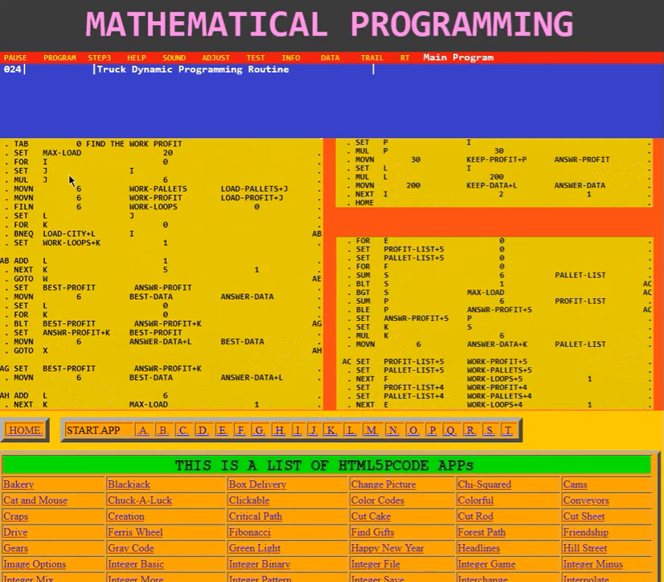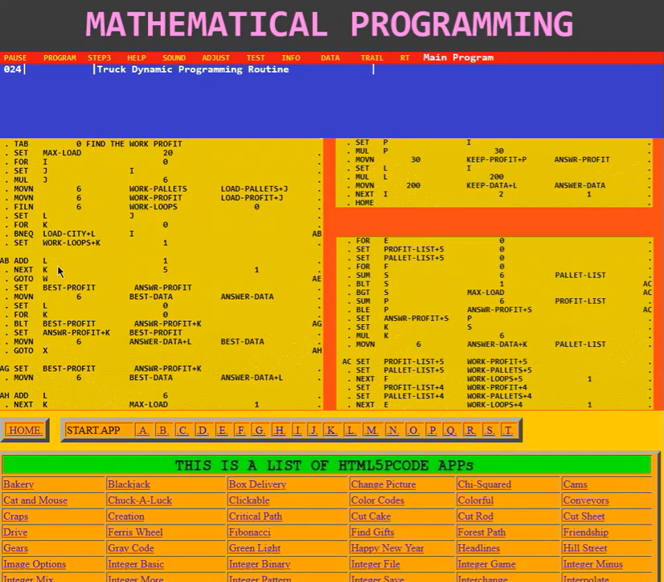The next thing it says is set j to I, multiply that j by 6. That's because for each one of the cities, there's 6 units in front of the city. Each one has a number of pallets, so it's going to move the number of pallets, the 6 of them, to work pallets. It's going to take the 6 load profits and put them into work profit. Then it fills the 6 values in work loops with 0.